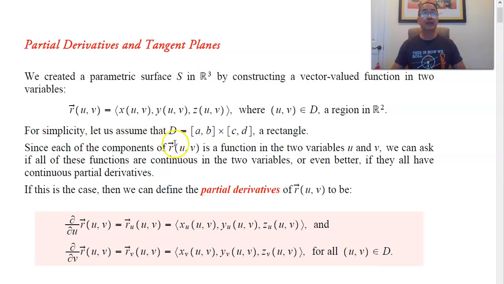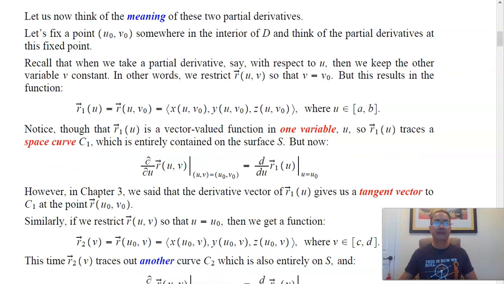Okay, so let's assume that the domain is some rectangle, and that all three components have continuous partial derivatives. Therefore we can make the symbol partial of r with respect to u, and we can just call that r sub u, and it's just the three partial derivatives. So partial of x with respect to u, partial of y with respect to u, and partial of z with respect to u. And similarly, of course, for the partial derivatives with respect to v.